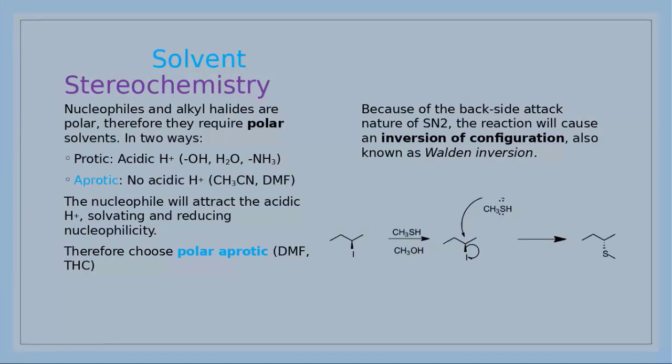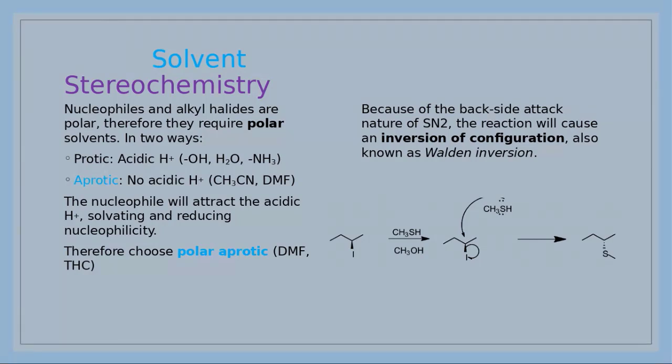Okay, I don't know why it's spread out weird like that. So the next two parts are going to be solvent and the stereochemistry. For our solvent, nucleophiles and alkyl halides are polar. So we know they need a polar solvent, right? Like dissolves like. So polar dissolves polar.